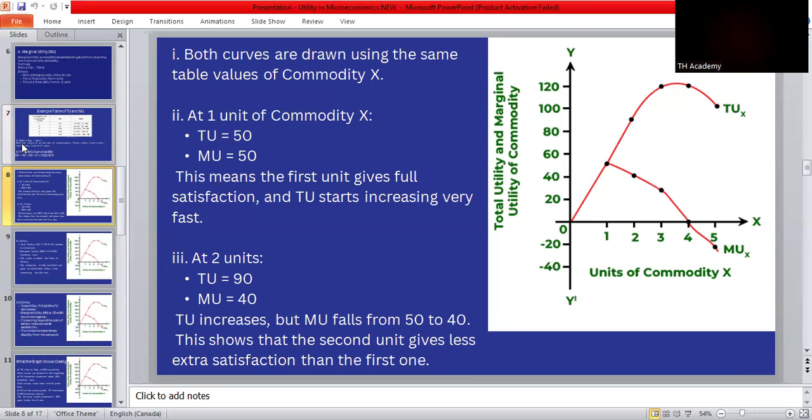This means that the second unit adds less extra satisfaction than the first. So in other words, as you consume more, total satisfaction keeps increasing, but the additional satisfaction from each new unit starts to fall. This is exactly what the total utility and marginal utility curves show on the graph. Total utility going up and marginal utility gradually going down.